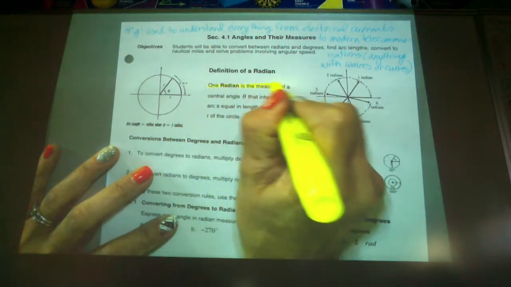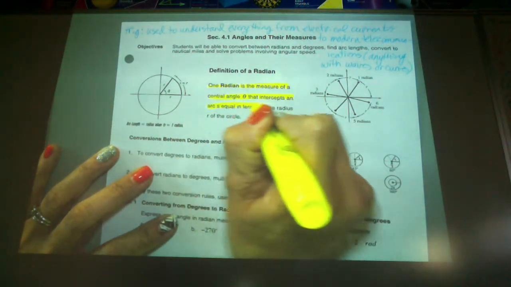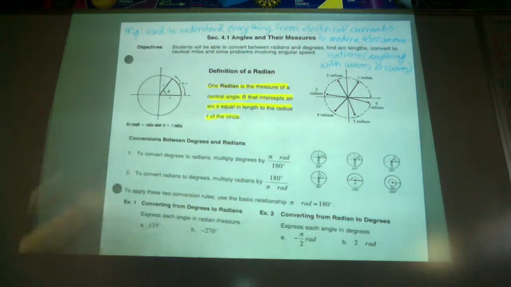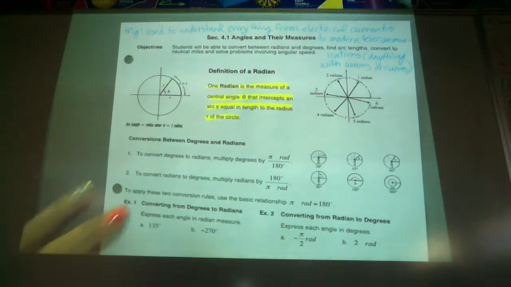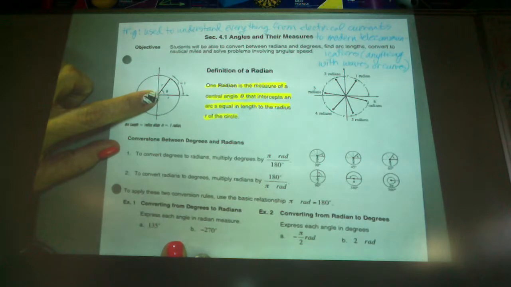So, definition of a radian. 1 radian is the measure of a central angle that intercepts an arc S in length to the radius r of the circle. It sounds like a whole bunch of blah, blah, blah, right? So here's what that is saying. 1 radian is equivalent to, do you see the central angle here, theta? Right there showing that central angle.